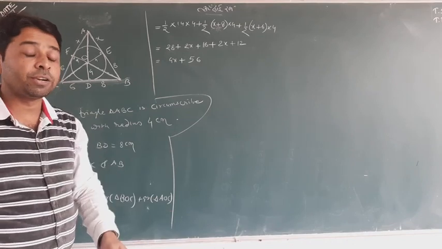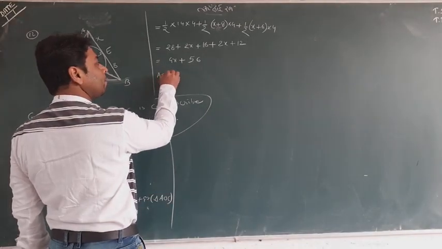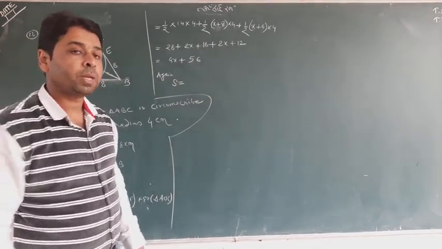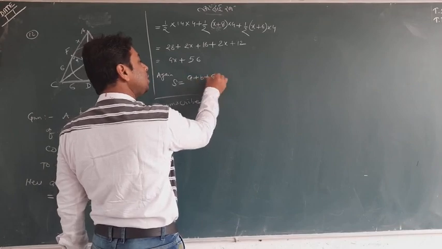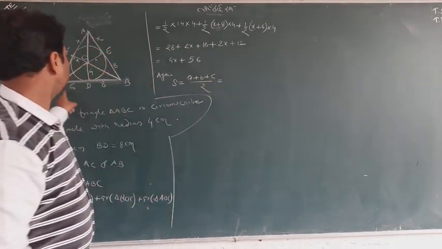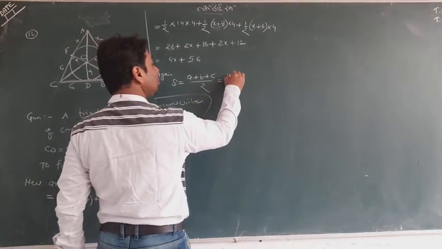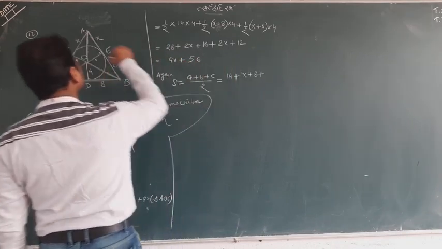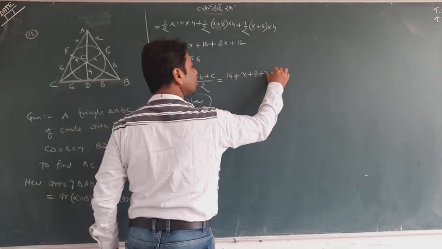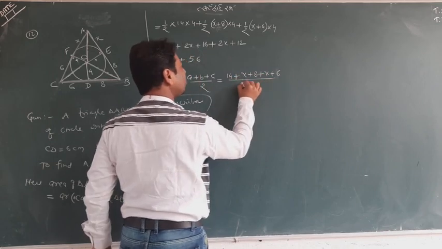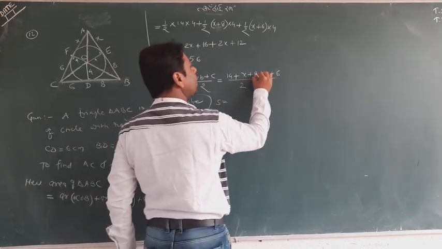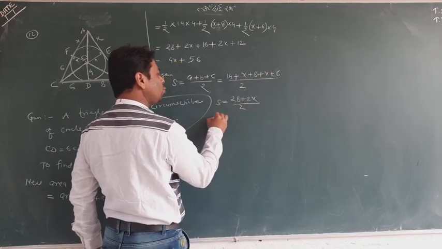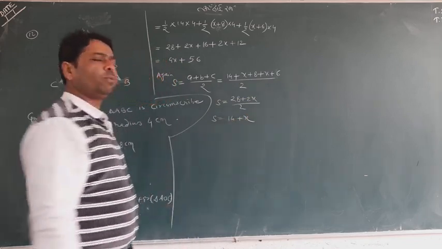Now second method, Heron's formula. In Heron's formula, we find the semi-perimeter s. Semi-perimeter is a plus b plus c upon 2. What is a? Length 8 plus 6, 14. What is b? Length x plus 8. What is c? Third length x plus 6, upon 2. So the semi-perimeter is all added: 14, 28, x and x, 2x, by 2. Take out 2 common, we have s equal to 14 plus x.